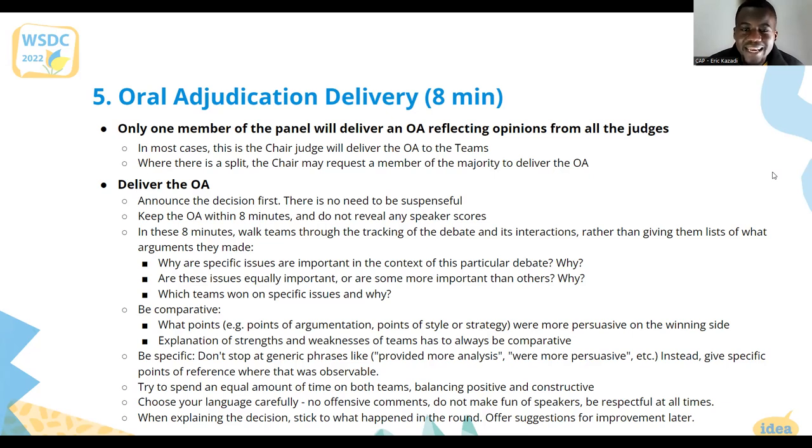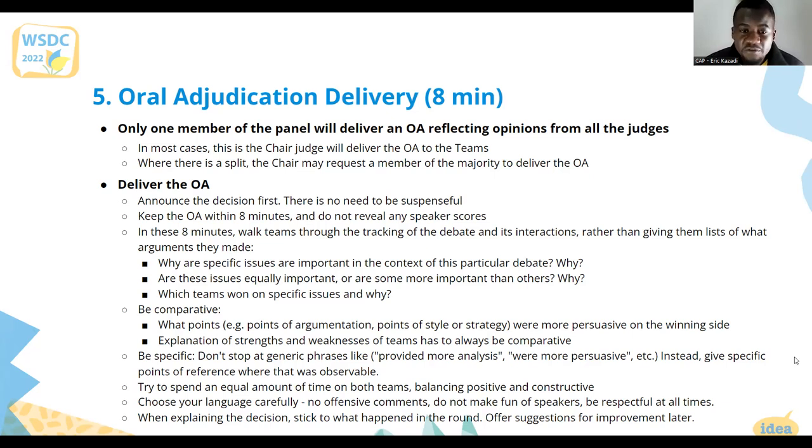Try to spend an equal amount of time on both teams so that you are being as balanced as possible, and give both positive remarks as well as constructive criticisms to both teams, so that it doesn't look like a one-sided oral adjudication that just says, oh, proposition had these amazing points, opposition did not refute them, and that sort of thing. Balance the positives and the constructive criticism across both teams.